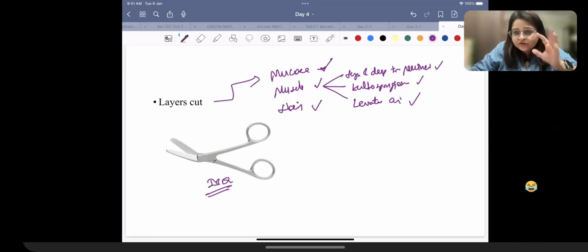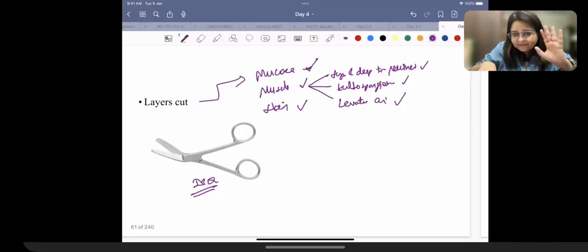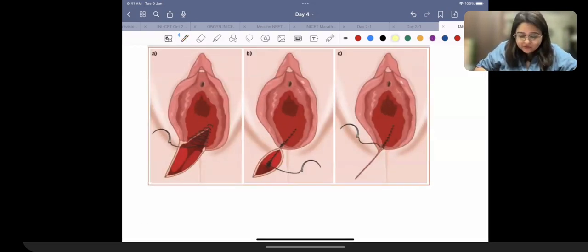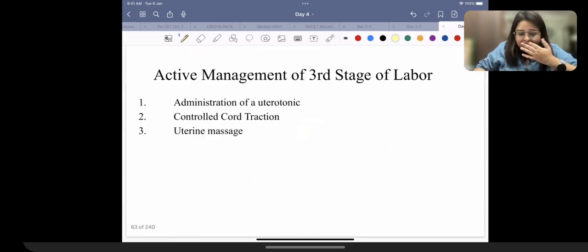So you should remember the order of suturing and what is cut in an episiotomy. Okay? So this is how you suture it. This is the mucosa. First you suture the mucosa, then you suture the muscle, and finally you suture the skin. Okay? Now coming to third stage of labor.